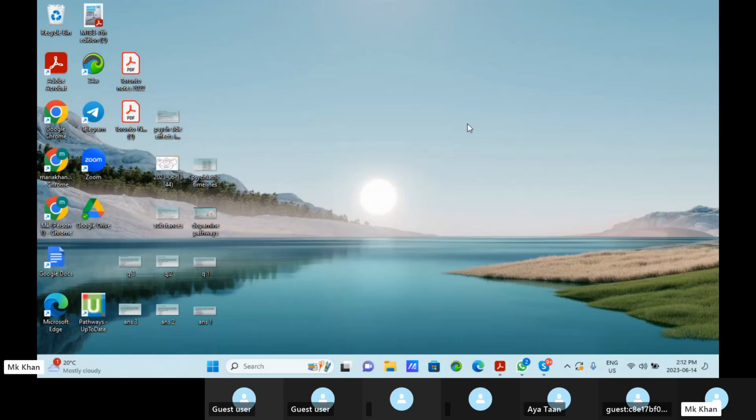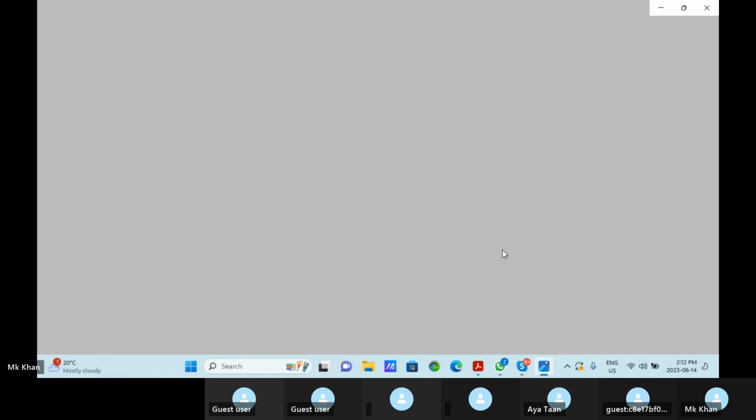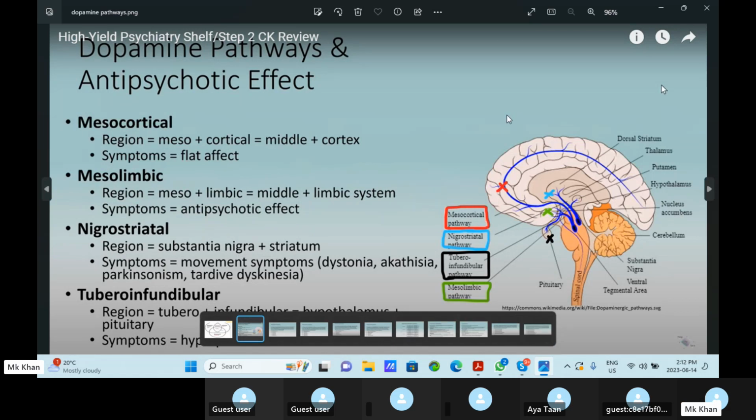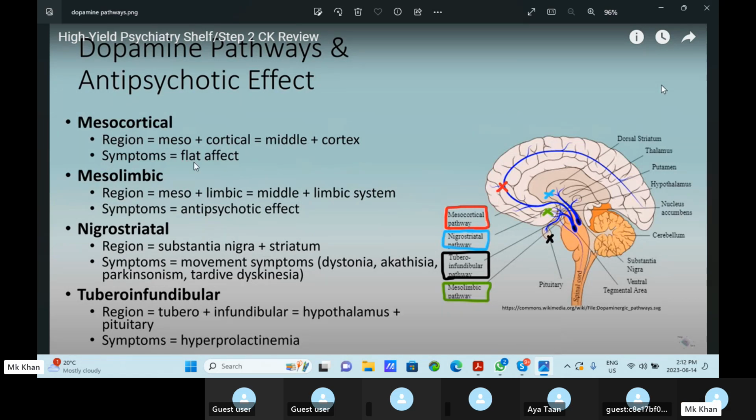And then I was just looking at this chart, which is helpful to explain it. These are the dopamine pathways and their antipsychotic effects. This one is the mesocortical one. There are positive and negative symptoms, and the flat affect is because of mesocortical. Then mesolimbic, as we have seen, is the antipsychotic effect. It is important to remember they are acting in the mesolimbic.